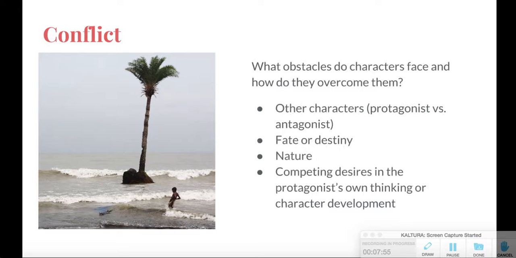While conflict can certainly appear in the form of a specific obstacle to be overcome, very often conflict in literature also occurs between two characters, a protagonist and an antagonist, for example, or between the protagonist and fate, nature, or even between competing desires in the protagonist's own thinking or character development. How conflict appears in the narrative and how it gets resolved relies on how the other elements work together in the telling of the story.